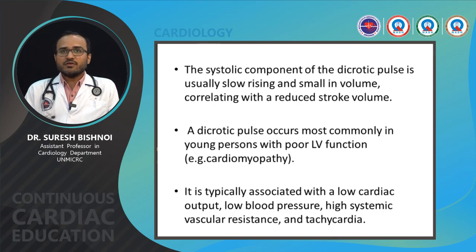The systolic component of the dicrotic pulse is usually slow rising and small in volume, and it correlates with the residual stroke volume, as in cases of severe LV dysfunction, dilated cardiomyopathy, or febrile conditions with septic shock. And this mostly occurs in young patients with very poor LV function. It's typically associated with low cardiac output, low blood pressure, high systemic vascular resistance, and tachycardia.